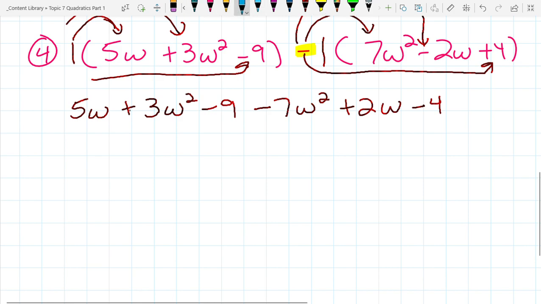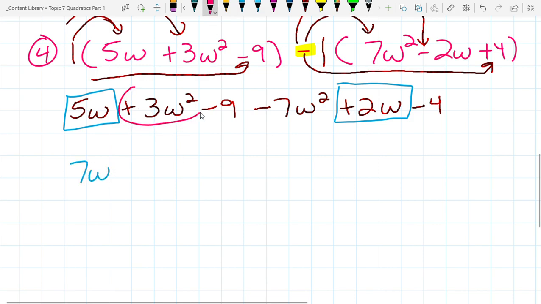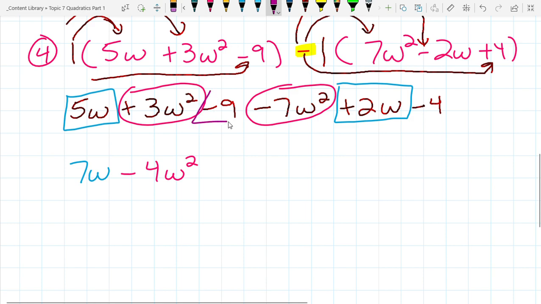Now we look for things that we can put together. The first thing I see is a w. Look through the rest of the problem. We have a w over here. So you have a 5 plus a 2, so that's 7 w's. Then we have a w squared. Notice that we always put the number with the symbol in front of it. We have a w squared here, but this time it's a negative 7. So 3 minus 7 is a negative 4. So we write negative 4w squared. And then finally, our regular numbers, a negative 9 and negative 4, make a negative 13. And again, the order does not matter for that question.